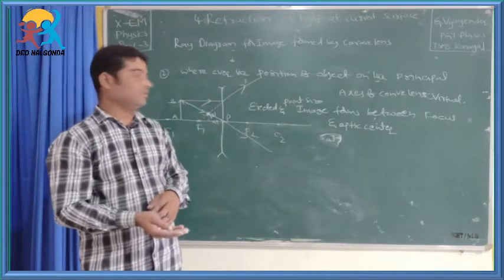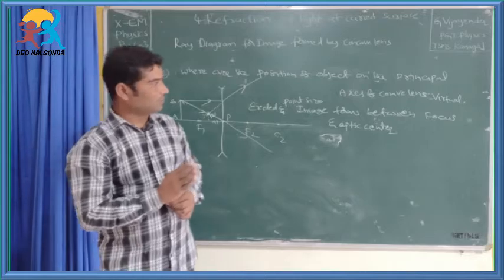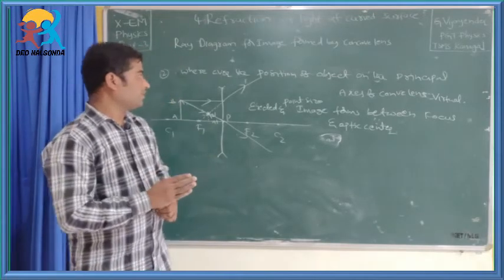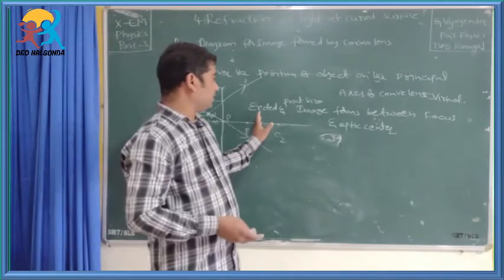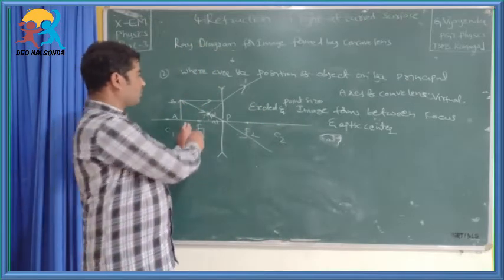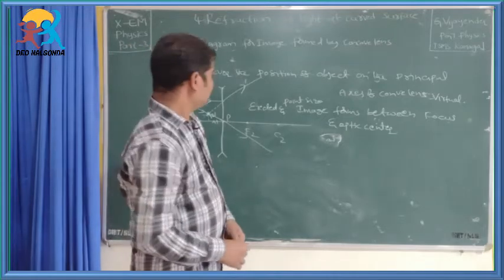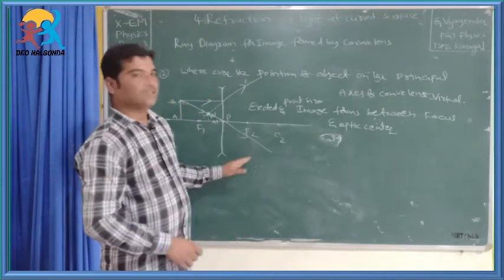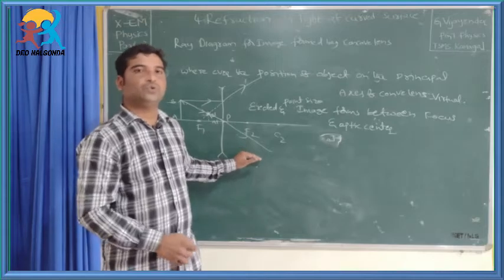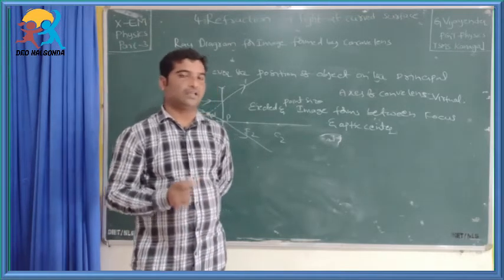In all the remaining cases, wherever the position of the object on the principal axis of the concave lens, it always forms the virtual erected and point size image between the focus and optic center of the concave lens. The concave lens is used to correct the eye defect myopia, or short sightedness.